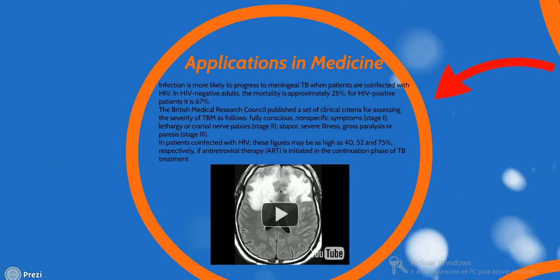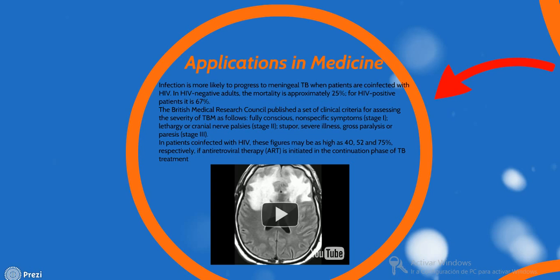Applications in medicine. Infection is more likely to progress with meningeal TB when patients are confronted with HIV. In HIV-negative adults, the mortality is approximately 25%. For HIV-positive patients, it is 67%.